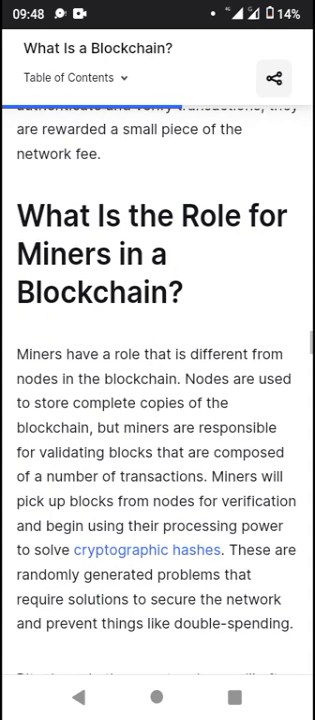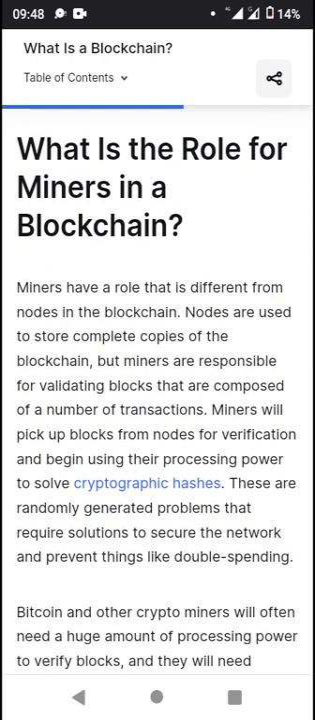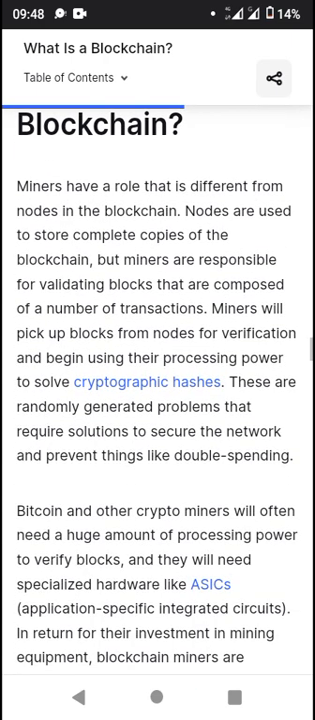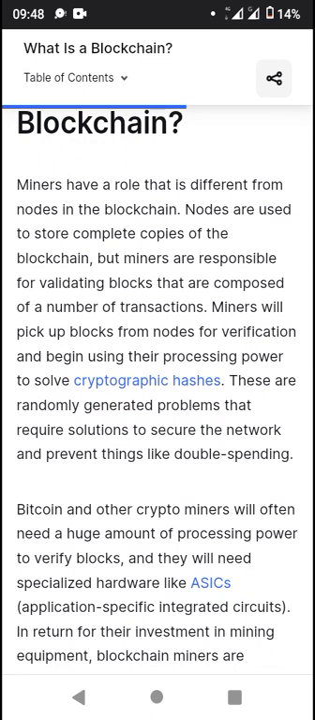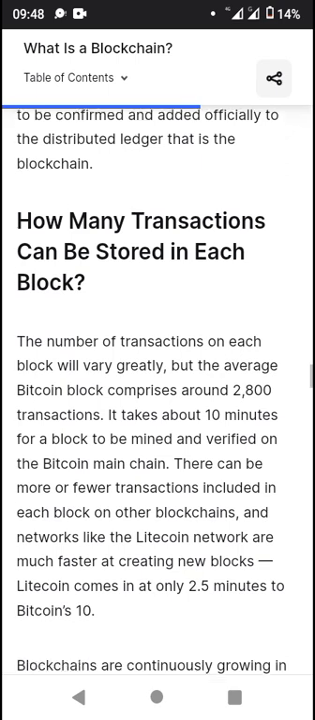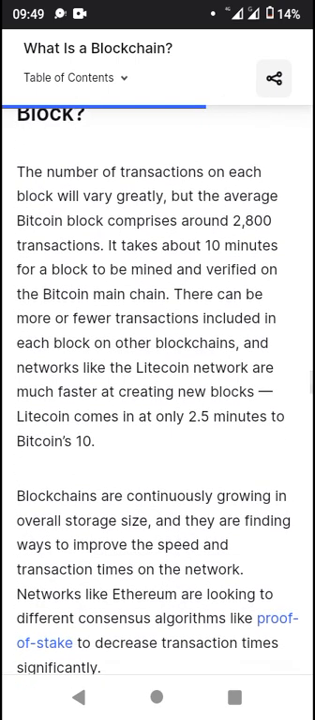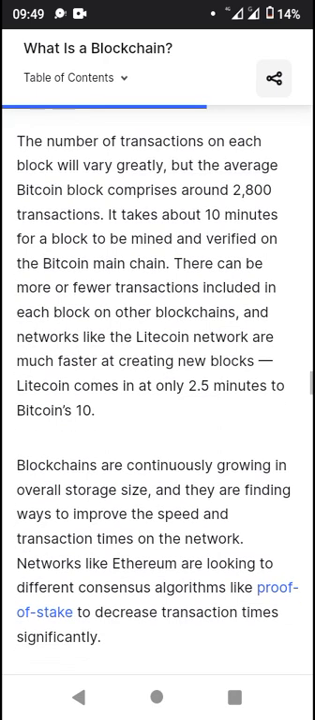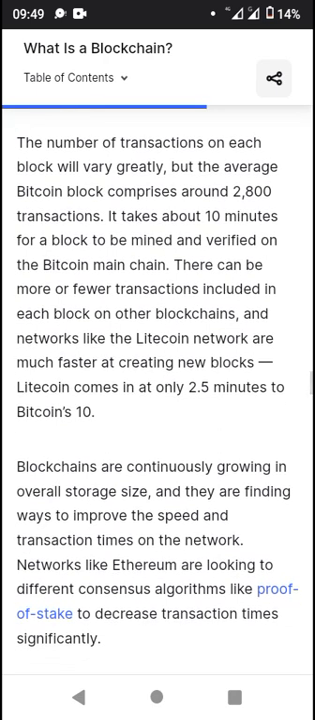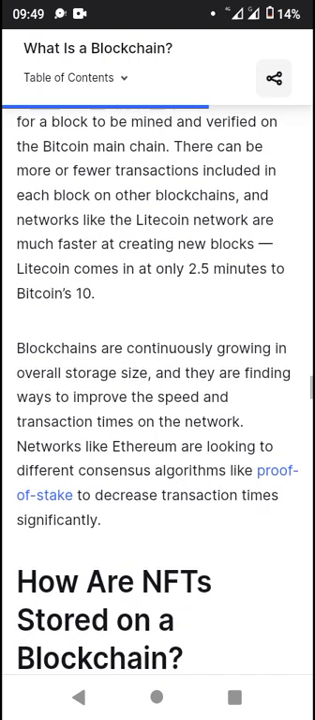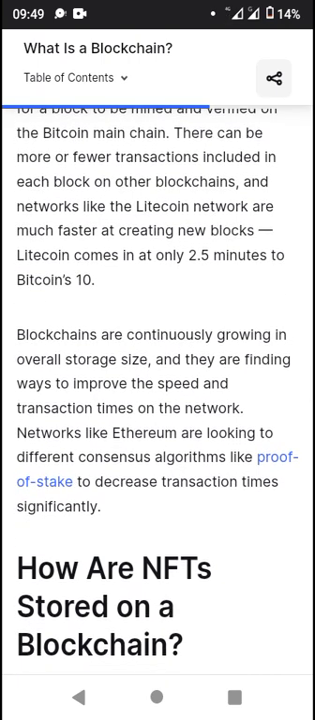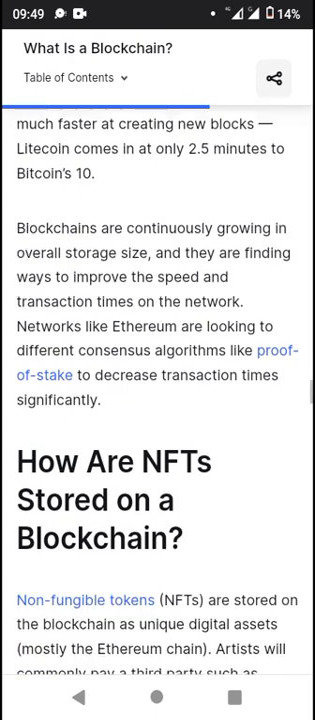So the role for miners in the blockchain. Miners have a role that is different from nodes in the blockchain. Miners' nodes are used to store complex copies of the blockchain. Miners are responsible for validating blocks that are composed of a number of transactions. So look at how many transactions can be stored in the block. The number of transactions on each block will vary greatly, but the average Bitcoin block comprises about 2,800 transactions. Litecoin comes in at only 2.5 minutes to Bitcoin's 10.